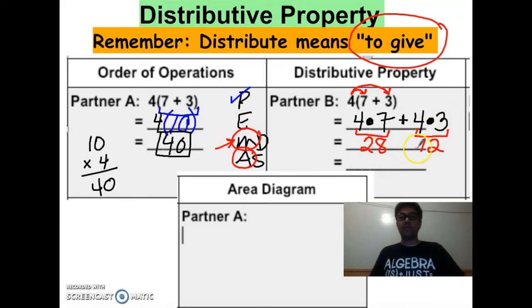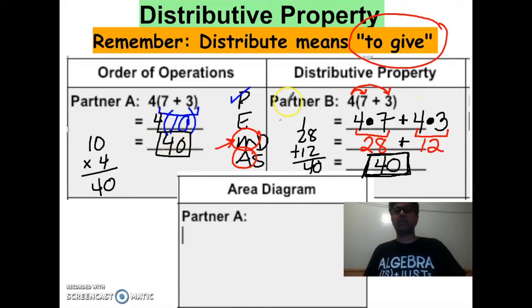Okay, so now I've done the multiplication parts, and now the only thing I need to remember is to copy that addition sign. So now I'm doing 28 plus 12, and 28 plus 12 is just 40. So if I did the distributive property way correctly, I should be getting the same answer as over here. And in fact, here's a 40, and I have the same answer as if I did it the order of operations way.